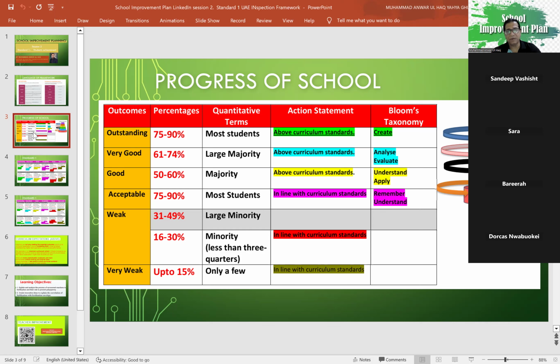The point we have to remember is that there are three key terms. First, below the curriculum standards. Second, in line with the curriculum standards. And the third is above the curriculum standards.